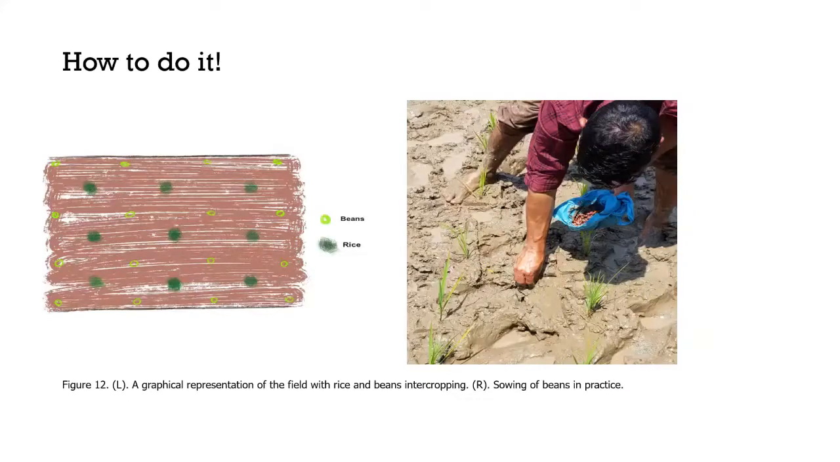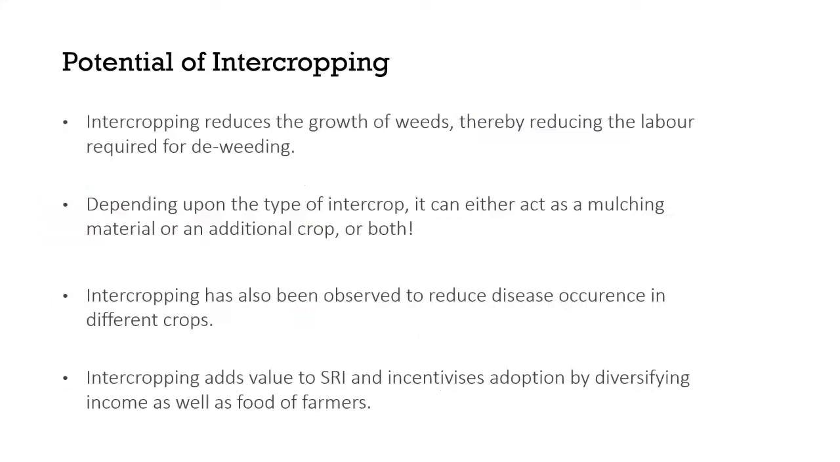Yeah, so you have a graphic representation of how it could work. You have the rice rows represented by the dark green, and you have beans represented by light green. And how it works in reality is shown with the figure of this man on the right. He is just putting one bean seed in between, or at the center of the plant square, as is shown in the graphic representation. So what could intercropping lead to in this case?